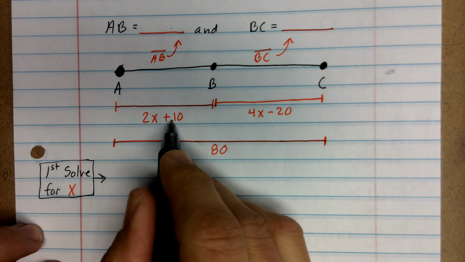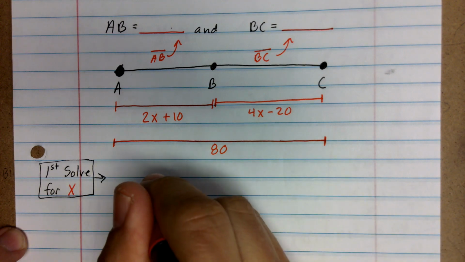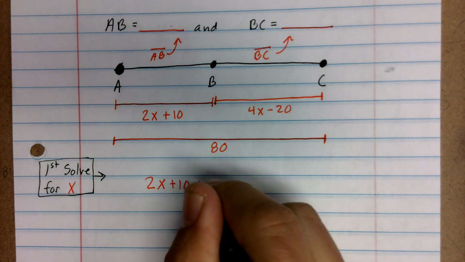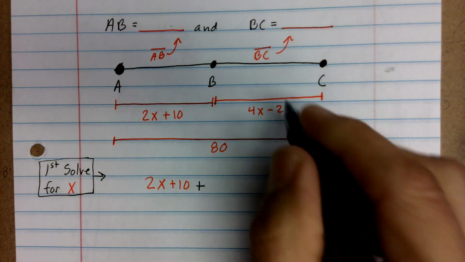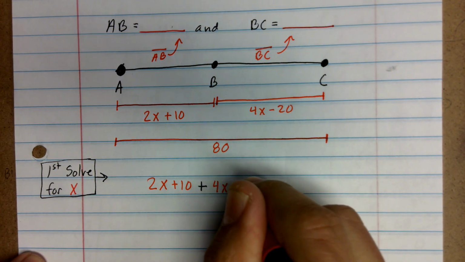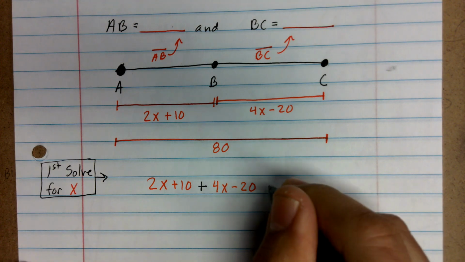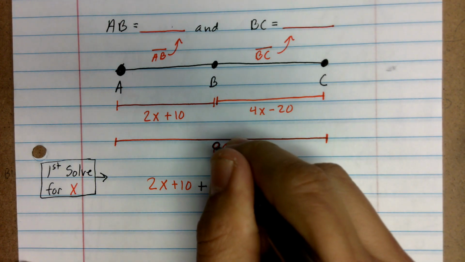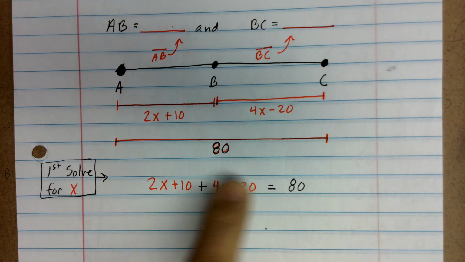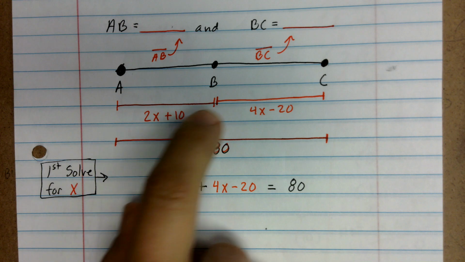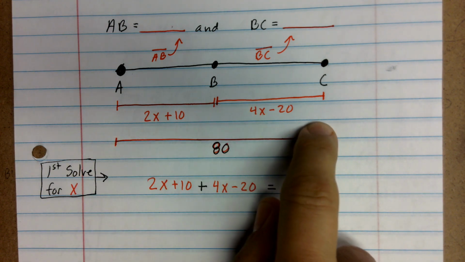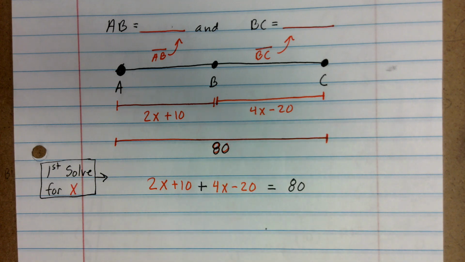So if I were to write that out, I got 2x plus 10, plus my BC, which is 4x minus 20. And that's going to be equal to our total distance. I'm going to do that in black. We have 80. So I created an equation out of these three numbers: the distance between A and B, the distance between B and C, and then I set it equal to 80, which is the distance of both of them put together.